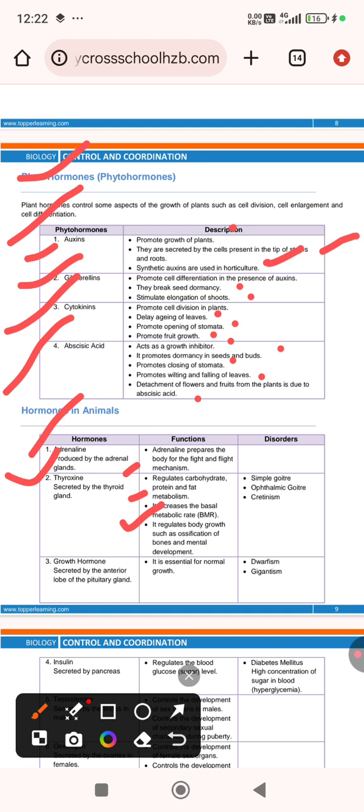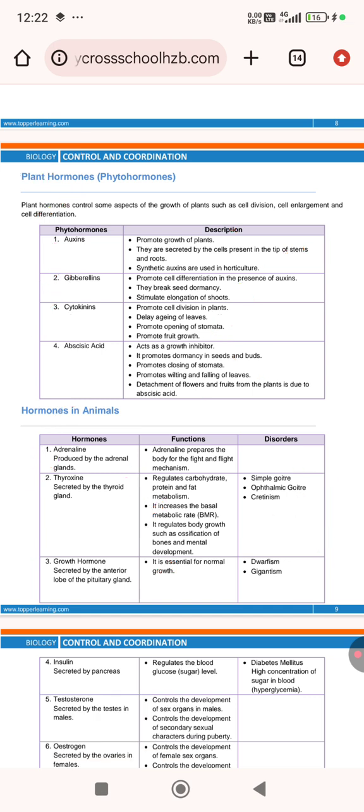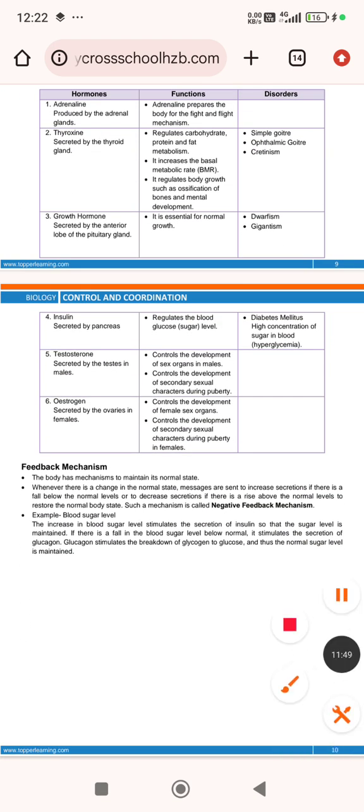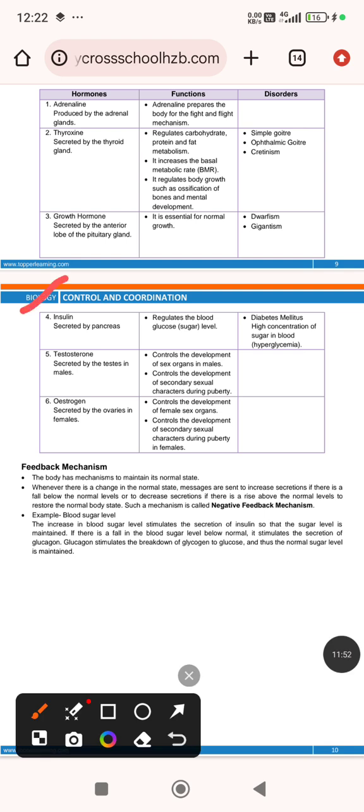Disorders caused due to lack of thyroxine are simple goiter, exophthalmic goiter, and cretinism. Number 3, growth hormone, secreted by the anterior lobe of the pituitary gland. It is essential for normal growth. Disorders are dwarfism or gigantism. Number 4, insulin, secreted by the pancreas. It regulates the blood sugar level. Disorder: diabetes mellitus, high concentration of sugar in blood, hyperglycemia.